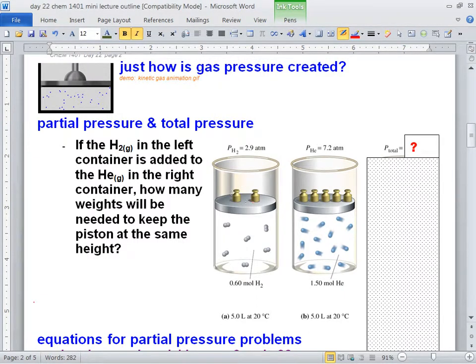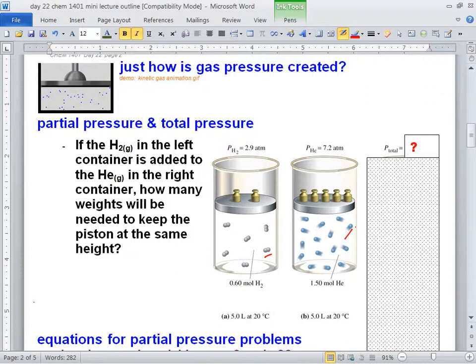So here's a container, and now this is static, so you can't see these molecules flying around, but it's got hydrogen flying around in one container, and helium flying around in the other container. And what they're saying is let's combine these 0.6 moles of hydrogen and the 1.5 moles of helium, right? Let's put them all in the same container. The pressure due to the hydrogen container is 2.9 atmospheres. The pressure due to the helium container is 7.2 atmospheres. I guess if you put more helium in there, the pressure would go up, right? Because there'd be more gas. But if you could actually combine those, so you end up having 2.1 moles total, what would be the total pressure?